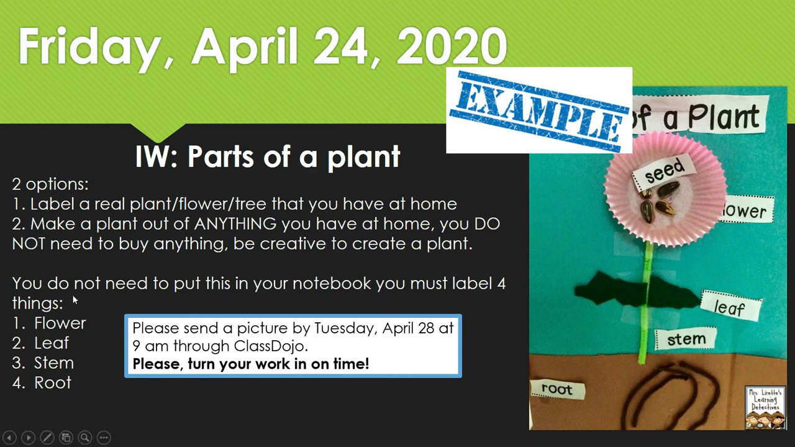One more thing we need to talk about. You see here, please turn your work in on time, okay? I'm going to start sending you guys emails and messages over Class Dojo if we do not turn our work in on time, and they are going to start being out of 7, okay? So you guys need to make sure you are turning things in by the due date. I have been very lenient with you guys and allowing you to turn things in late. But starting on Tuesday, April 28th, we are not turning in anything late anymore. So make sure you upload it to Class Dojo by 9 a.m., okay?